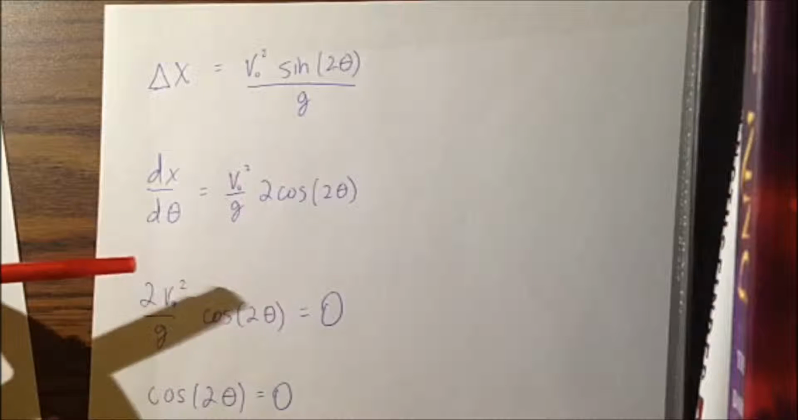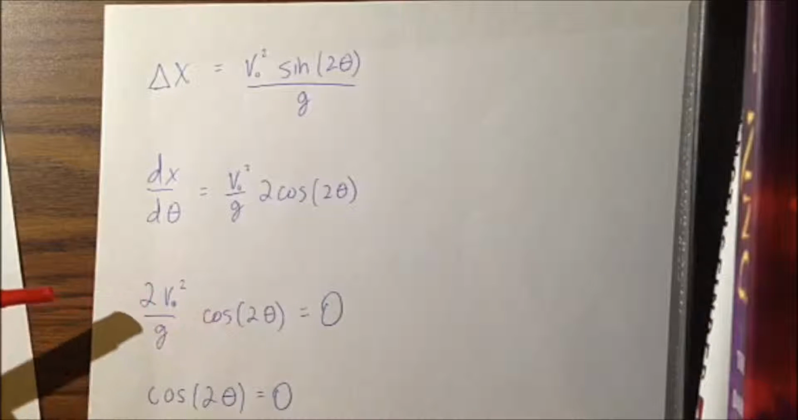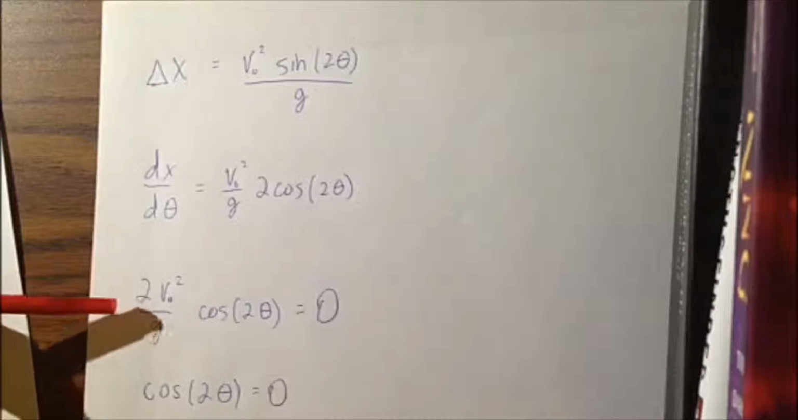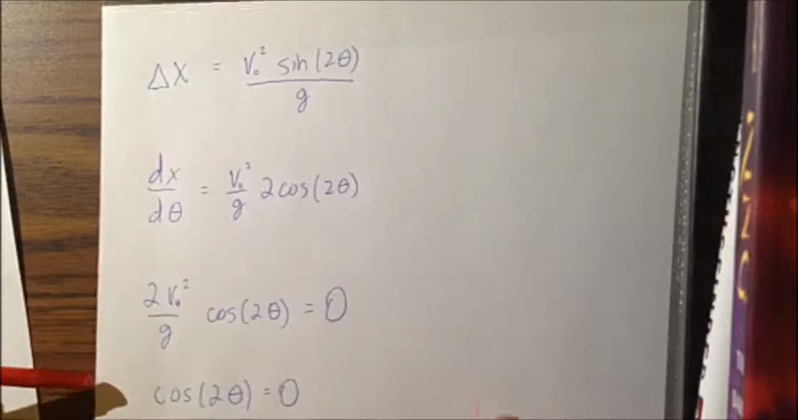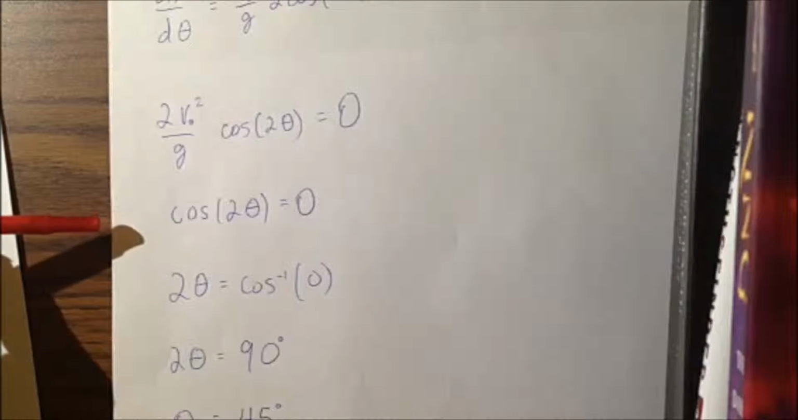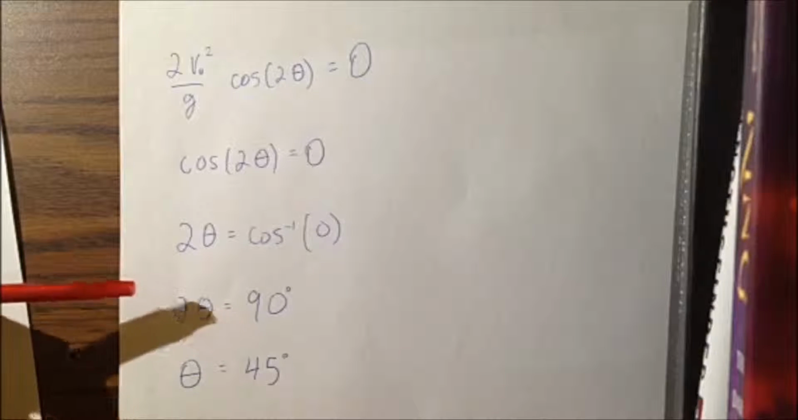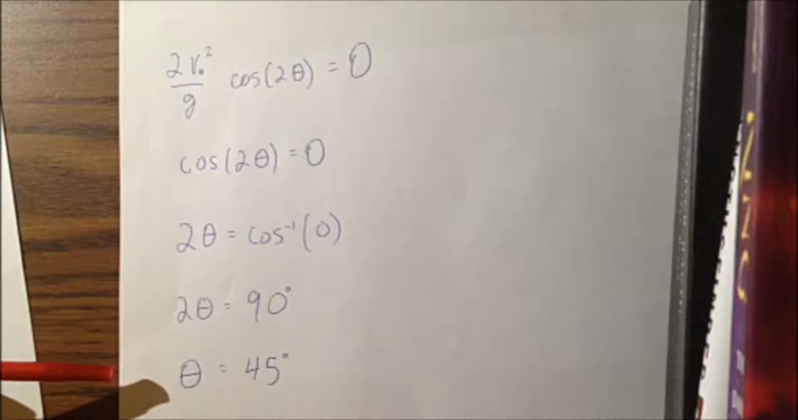Now we'll set that equal to 0 to try to find a max for theta. This term cancels out, and we're left with cosine of 2 theta is equal to 0. So when cosine is equal to 0 is when the angle is 90 degrees. So we find 2 theta is 90 degrees, and so theta is 45 degrees.